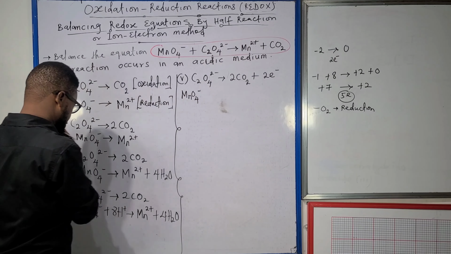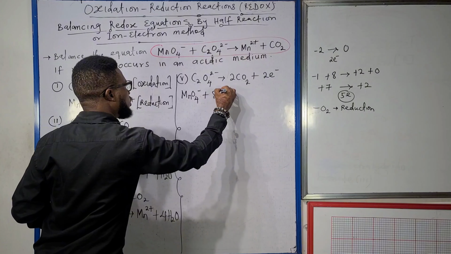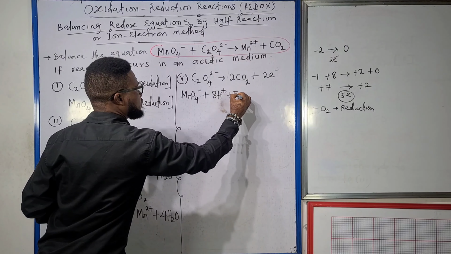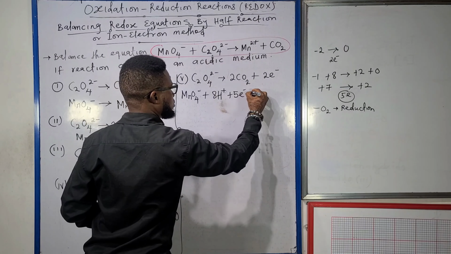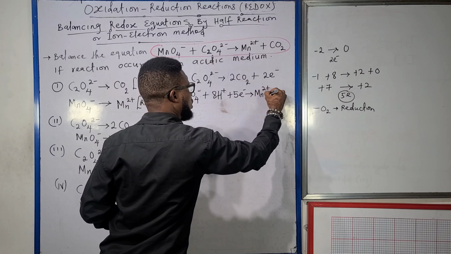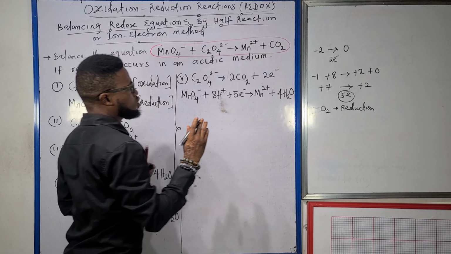So what this will mean is MnO4 minus plus 8H plus plus 5 electrons to give us Mn2 plus plus 4H2O. Look at it very well.